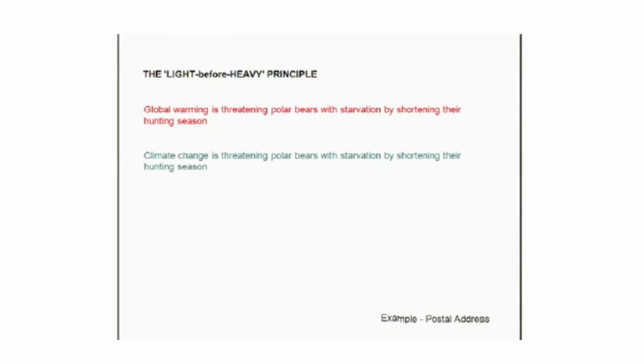So these are the two sentences. You tell me yourself which sentence is easier to read and easier to understand. The first one is, global warming is threatening polar bears with starvation by shortening their hunting season. Now some people might not even know what global warming is. Okay, but the second statement is, climate change is threatening polar bears with starvation by shortening their hunting season. Climate change is a more generic term. So that's the easier sentence to read as compared to the first one. So that's the light before heavy principle.